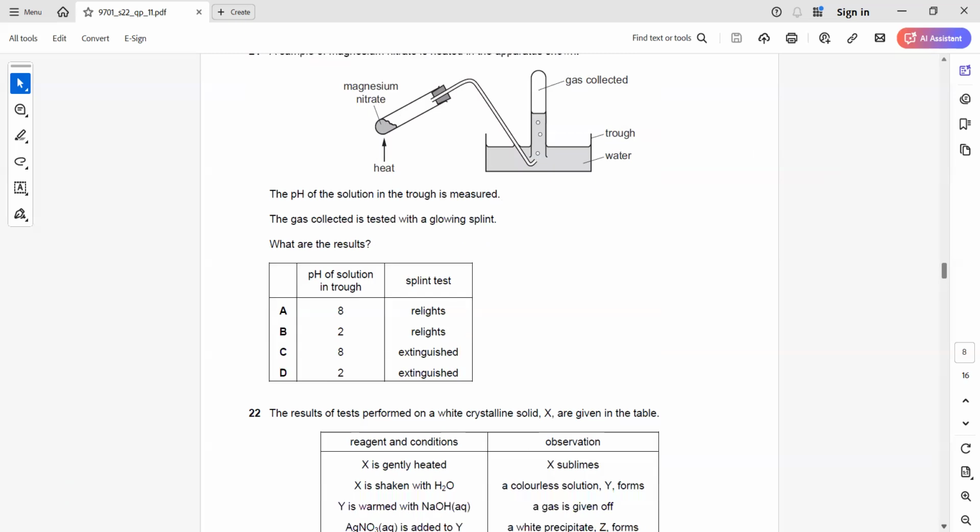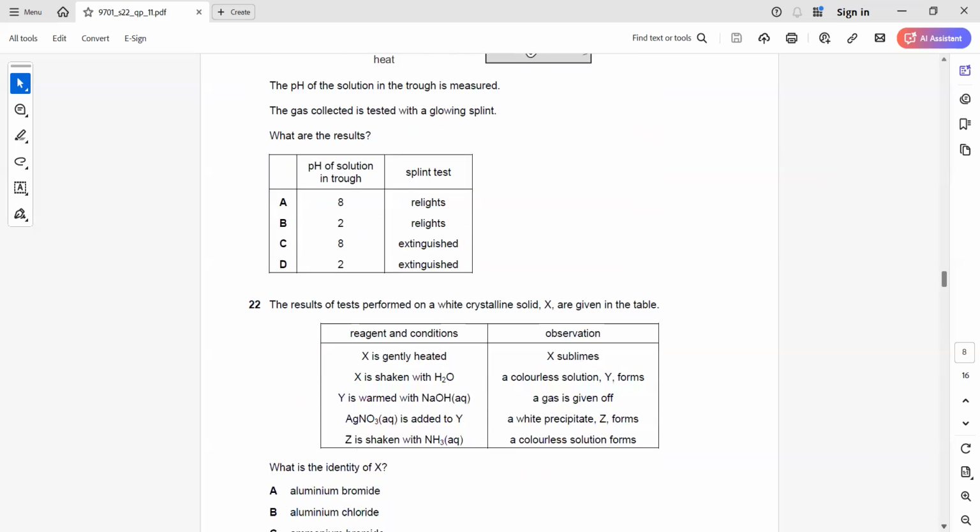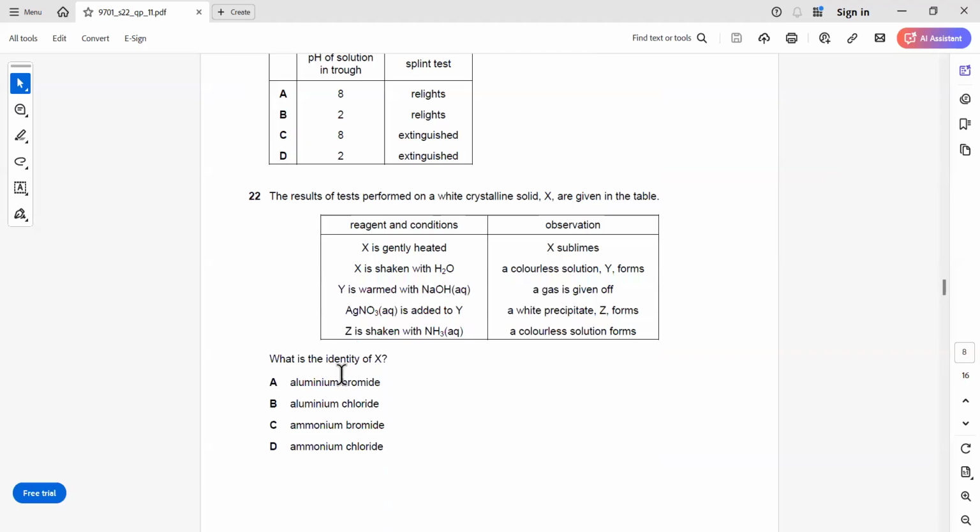In question number 22, the results of tests performed on a white crystalline solid X are given in the table. So they are saying reagents and conditions and observations. X is gently heated and X sublimes. So if we remember, there is one compound which we discussed in the sublimation, ammonium chloride.